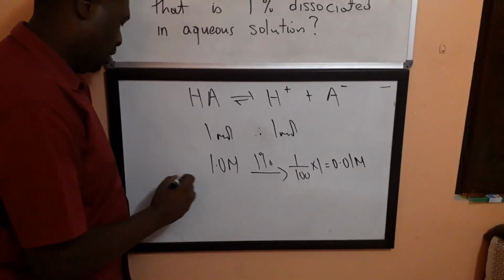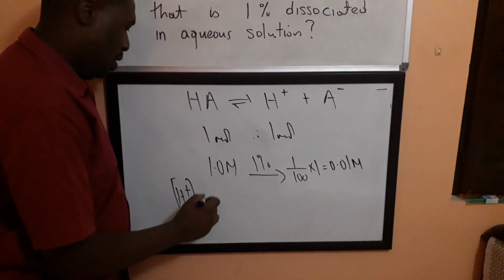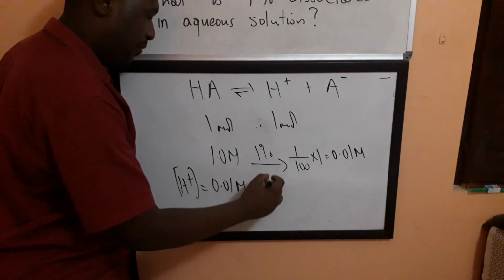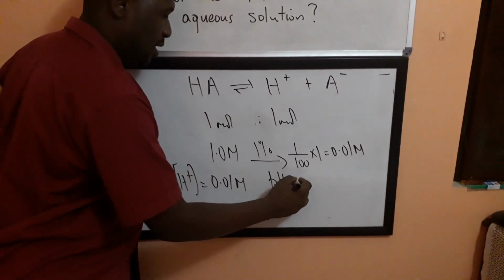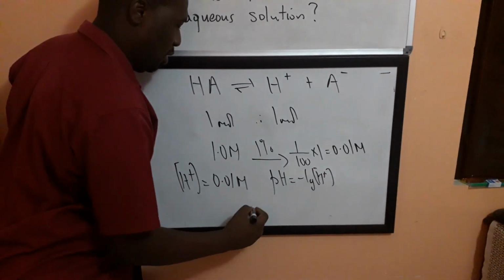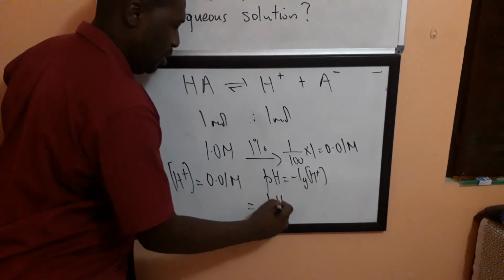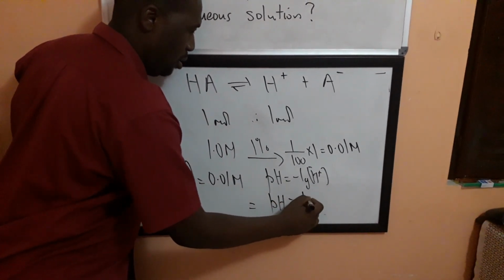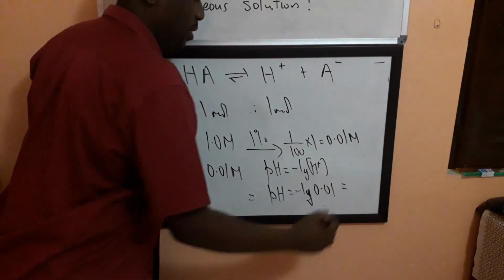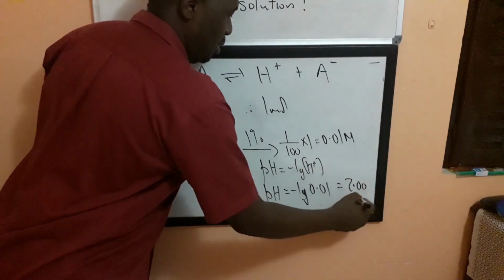So the H plus concentration is going to be 0.01 mole per dm cubed. Therefore we can get the pH, because pH is minus log H plus, and that turns out to be very simple: minus log 0.01, which is going to be 2.00.